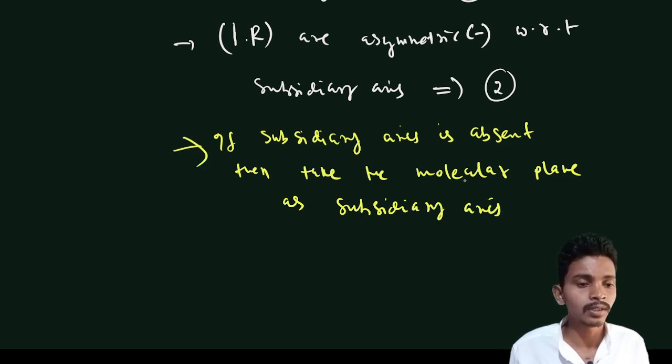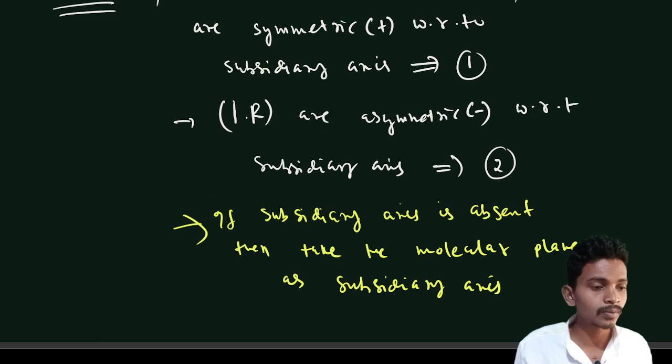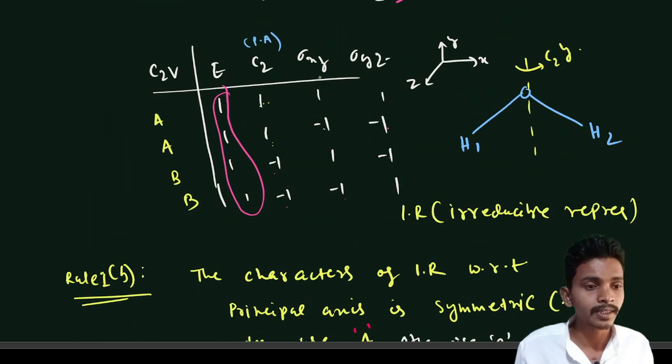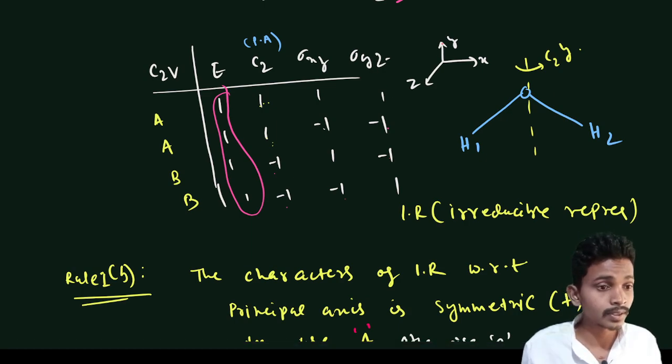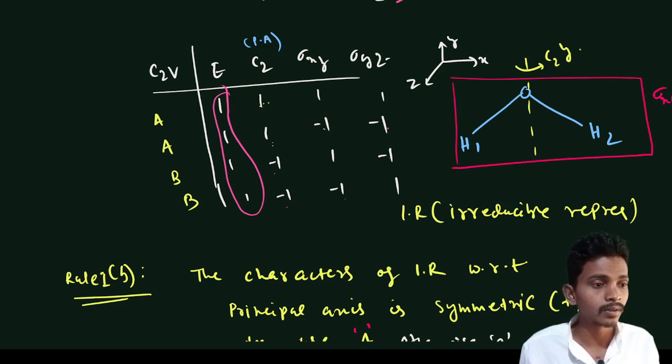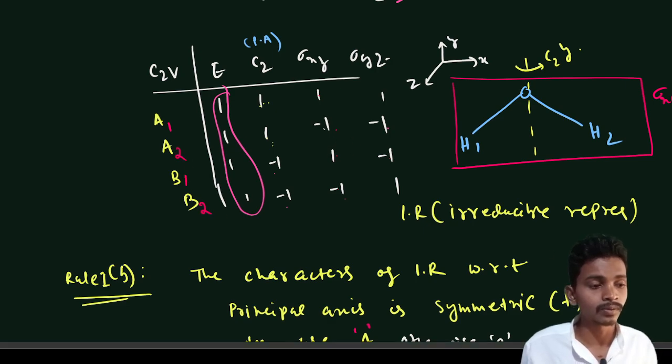Okay, so here the subsidiary axis is absent, so the molecular plane is taken as the subsidiary axis. So the molecular plane is, this is my xy direction, this is xy, so this is my molecular plane. Okay, so with respect to the molecular plane, what are there? This is 1. If it is positive, then that is 1. If it is negative, that is going to be 2. If it is positive, then that is going to be 1. If it is negative, then it is going to be 2.